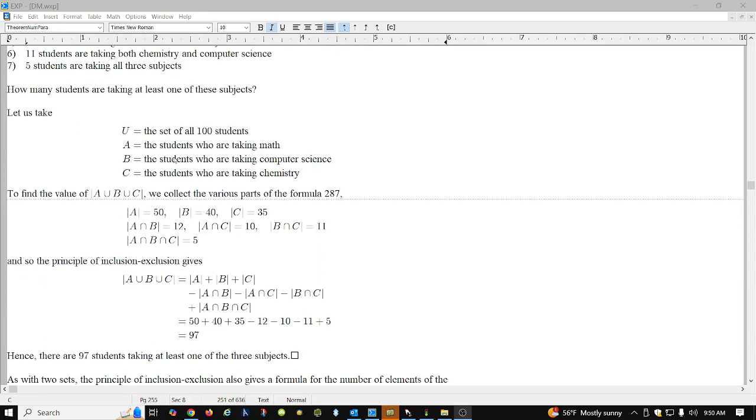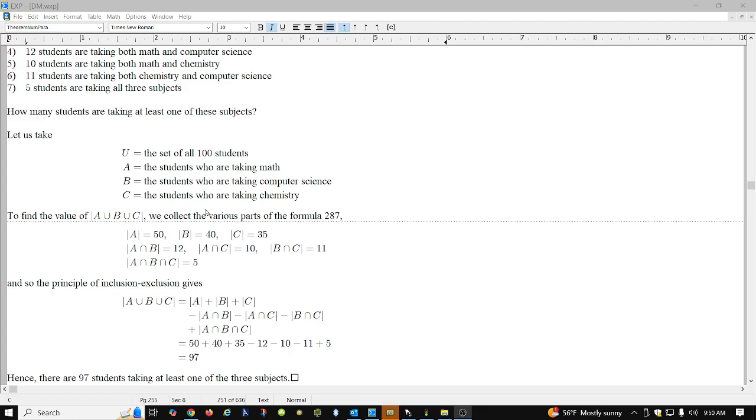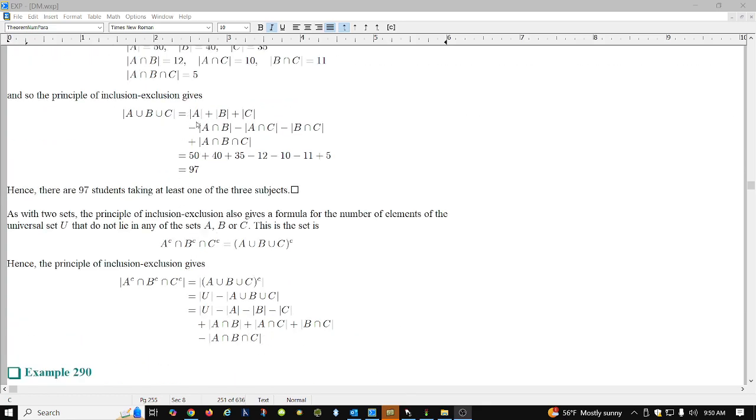From there, it's a matter of just plugging into the formulas. These are the sizes of the various sets here, and this is the formula. So there are 97 students taking at least one of the 3 subjects.